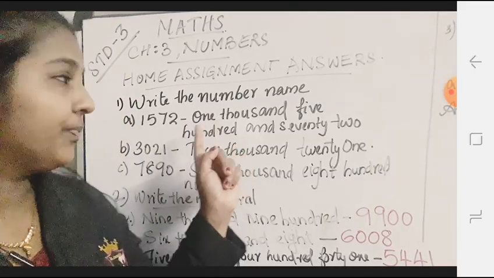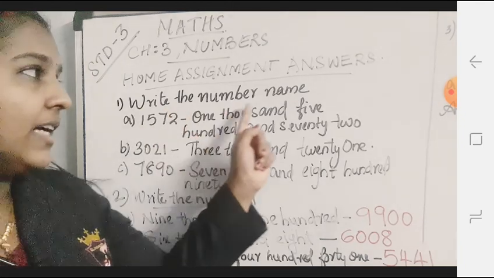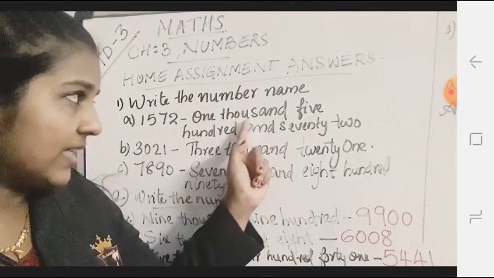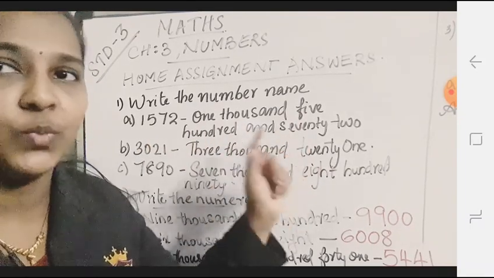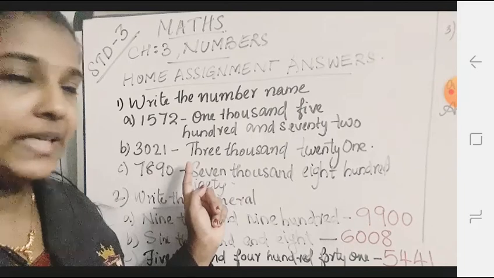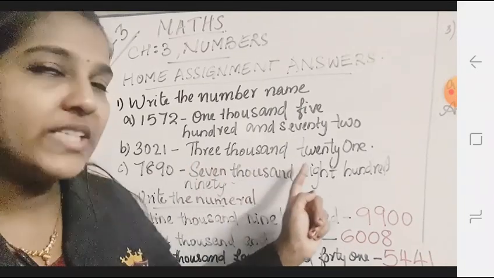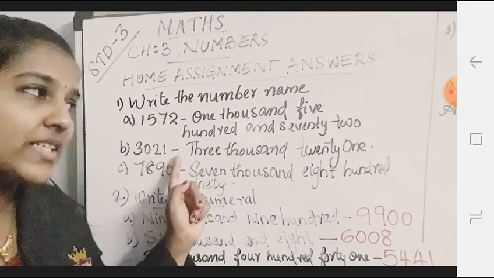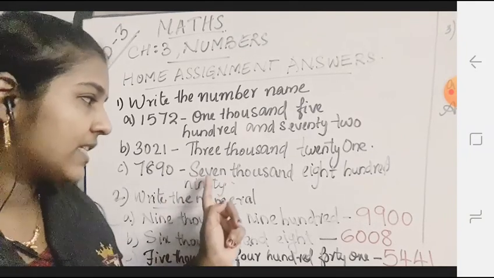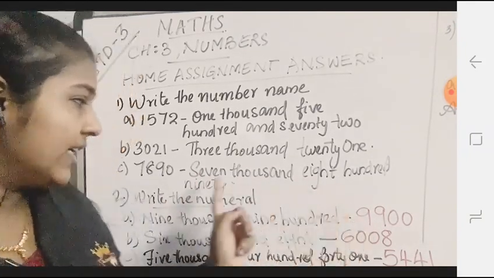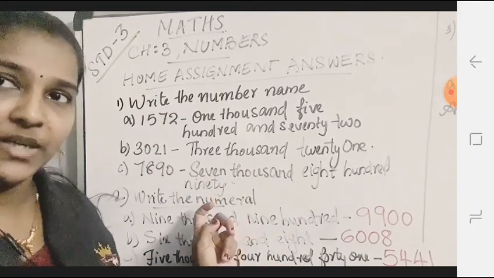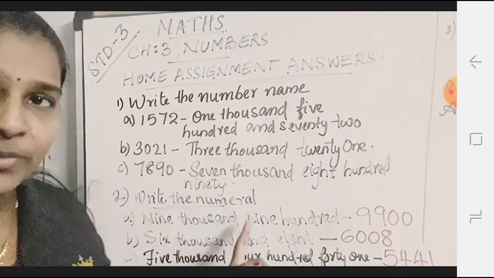Homework answers. The first question, write the number name. The first number is 1572. Okay, now the second one, 3021. Now the third one, 7890. Okay. Now the next one, write the numeral for the following.